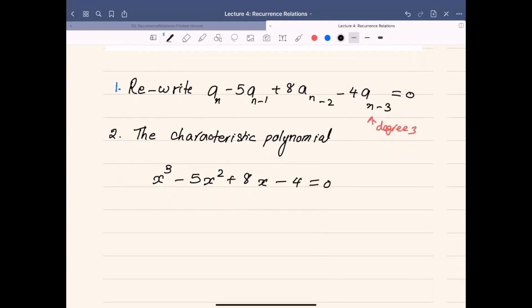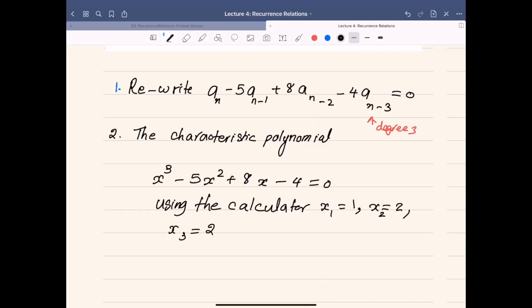And when you use the calculator, x1 is equal to 1, x2 equal to 2, and x3 is also equal to 2. So how did we find that? By using the calculator. It shows on the screen only two values, and apply that equation, minus d over x1 multiplied by x2, and you will see that it is equal to 2, which is the repeated one.